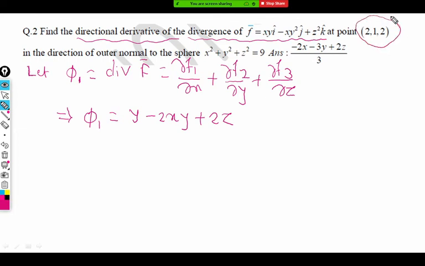So step number 2, we want the directional derivative of the divergence of f bar. Step 1 we finished, step 2 we are starting now. Therefore, the directional derivative of the divergence of f bar is del phi 1, because the divergence of f bar is a phi 1 only. So the directional derivative of phi 1 is del phi 1.